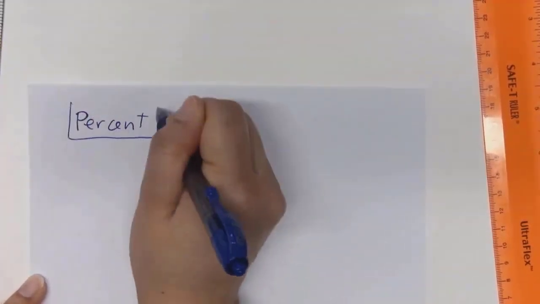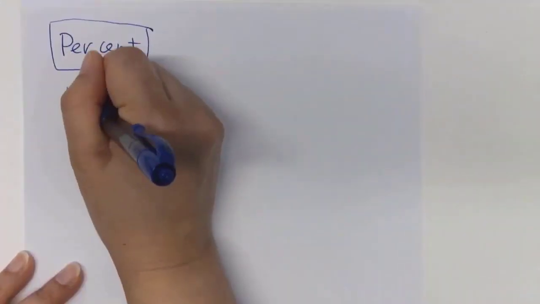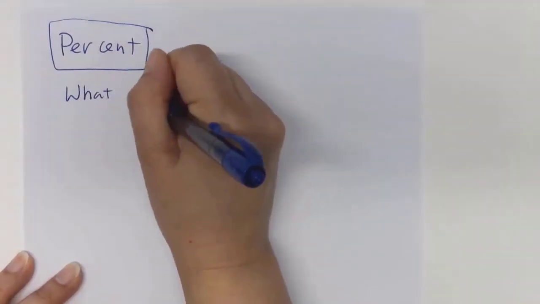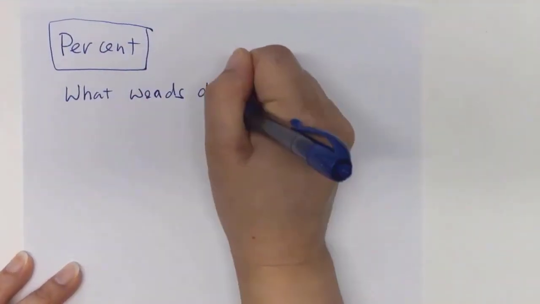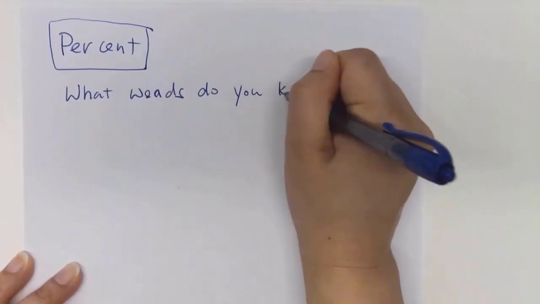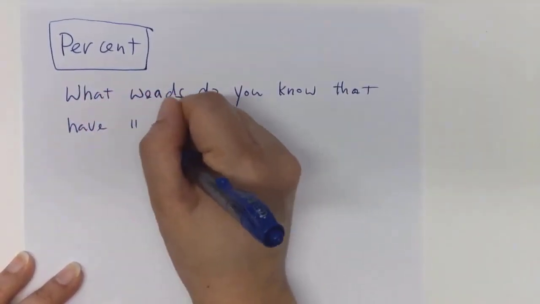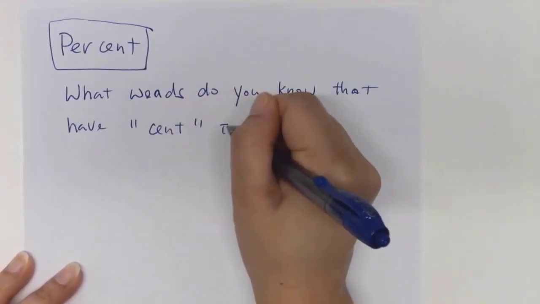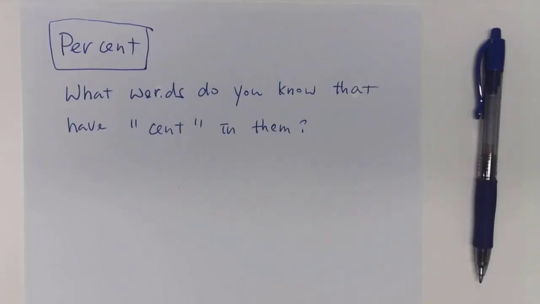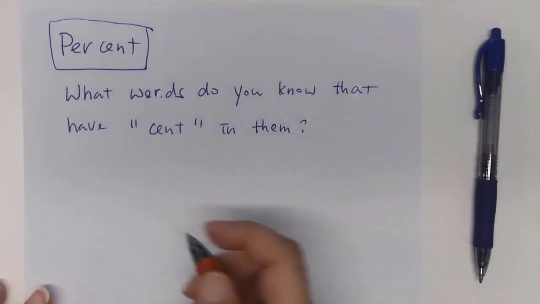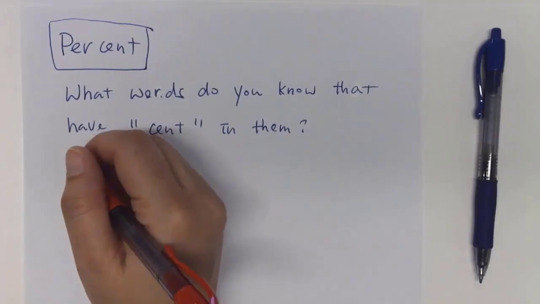The next topic is percent. We want you to think about what words do you know that have cent in them. How about within the words? Century. What does century mean? How many years? 100 years. So it's related to 100, right? So century is 100 years.